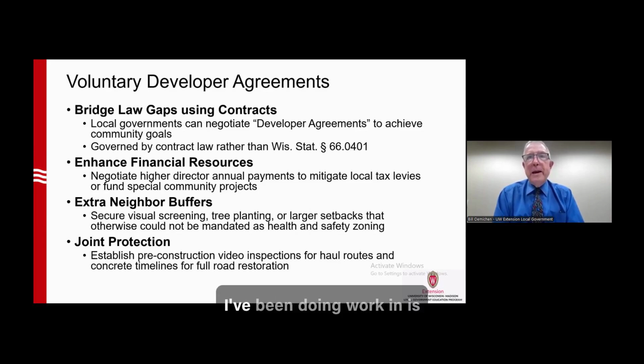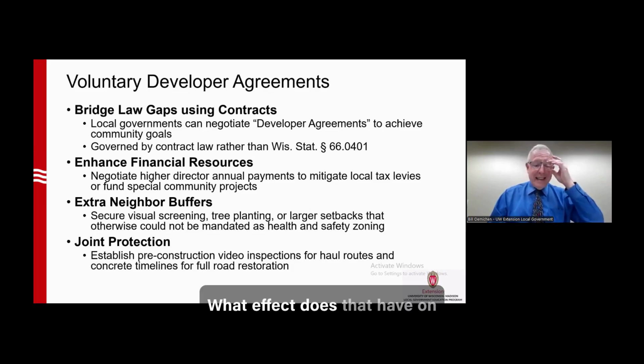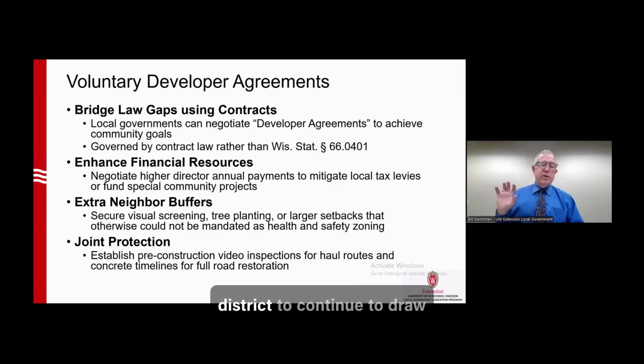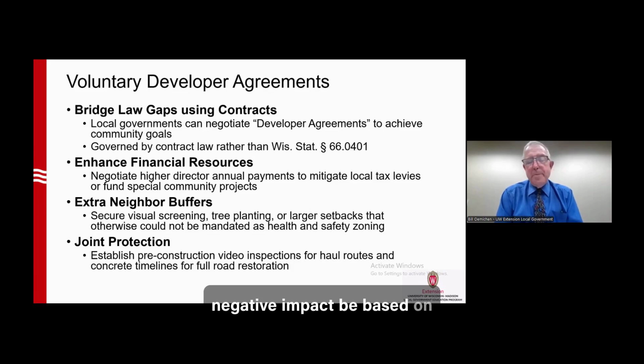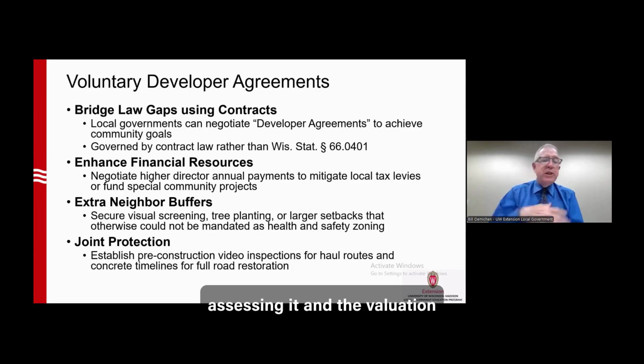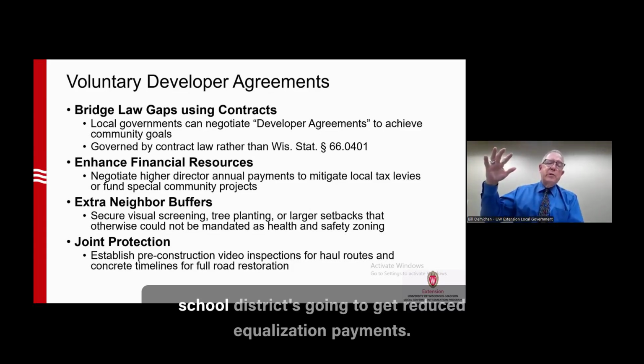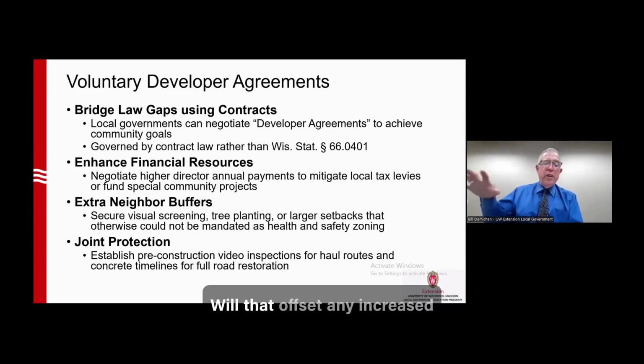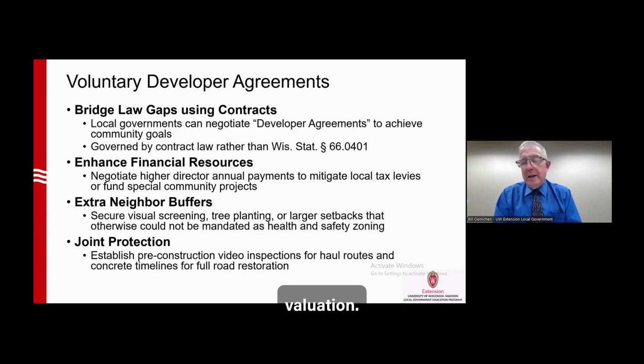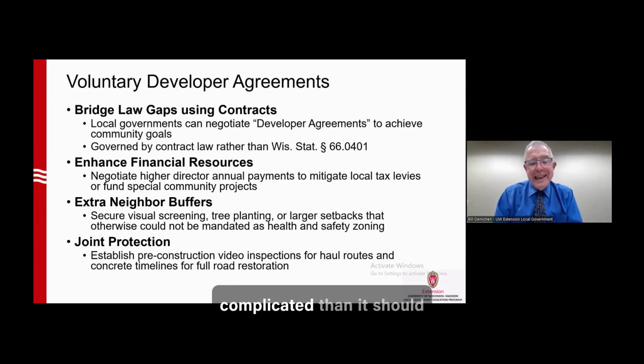One of the things that I've been doing work in is trying to figure out if a solar array goes into a specific school district, for example, what effect does that have on the ability of that school district to continue to draw out of the equalization fund that is set up for school districts. And there could be a potential negative impact based on whether or not, if it's a project that's under 50 megawatts, for example, the local assessor is going to be assessing it, and the valuation may go up or down, most likely up, but if that valuation goes up, then the school district's going to get reduced equalization payments. Will that offset any increased taxes that come from valuation? And sorry, I just made that probably a little bit more complicated than it should have been.